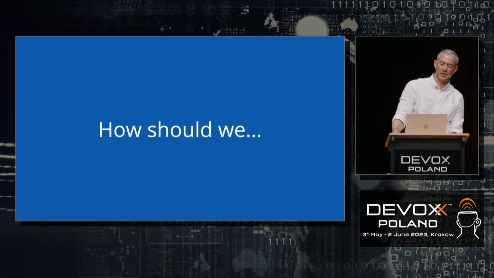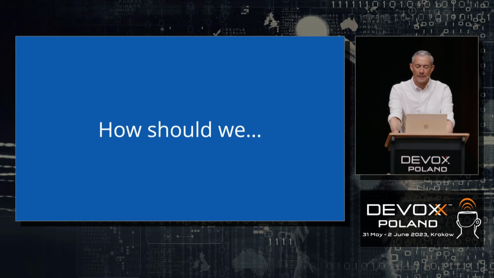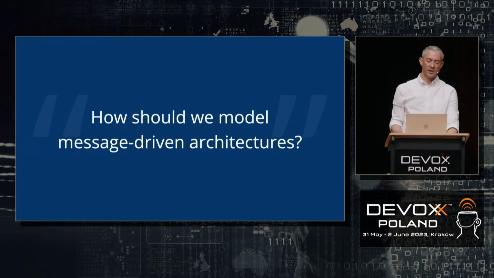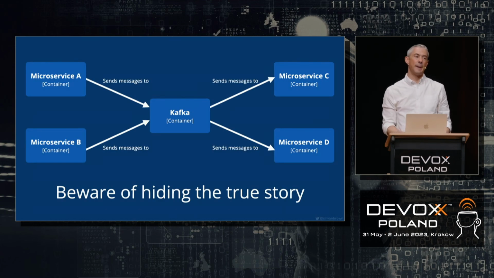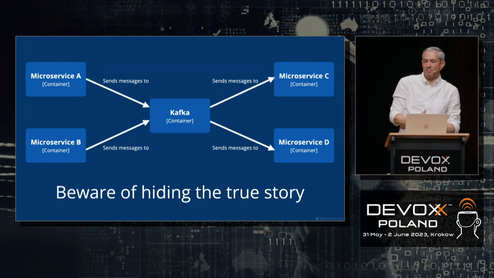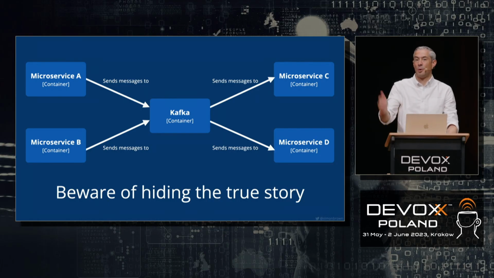Some final things in the kind of how should we category. How should we model message-driven architectures? It's very tempting to draw message-driven architectures like that. So imagine you have a bunch of services pushing messages into Kafka and some services on the receiving end of those messages. This is factual, it's true, it's accurate, it's a traditional hub and spoke architecture. And that's essentially what most messaging systems look like.